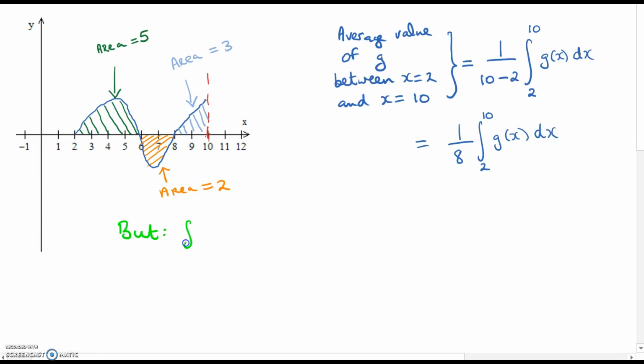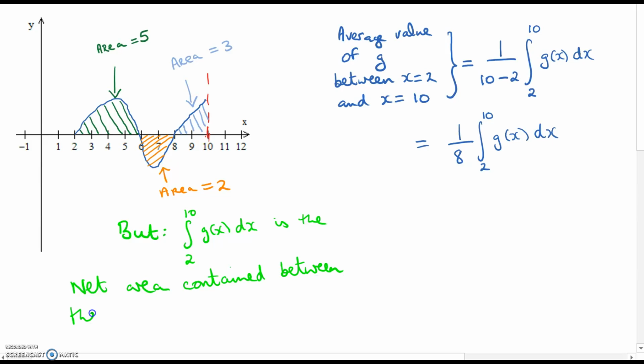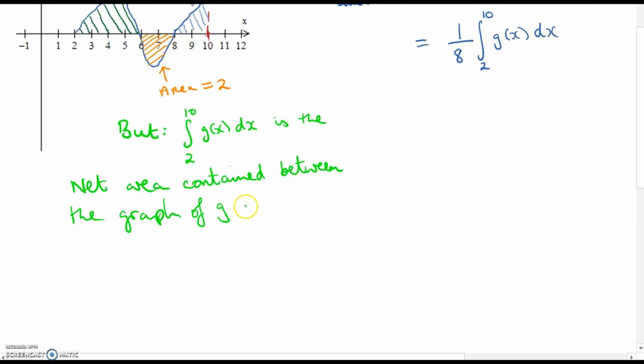But the integral from 2 to 10 of g of x dx is the net area contained between the graph of g and the x-axis from x equals 2 to x equals 10.